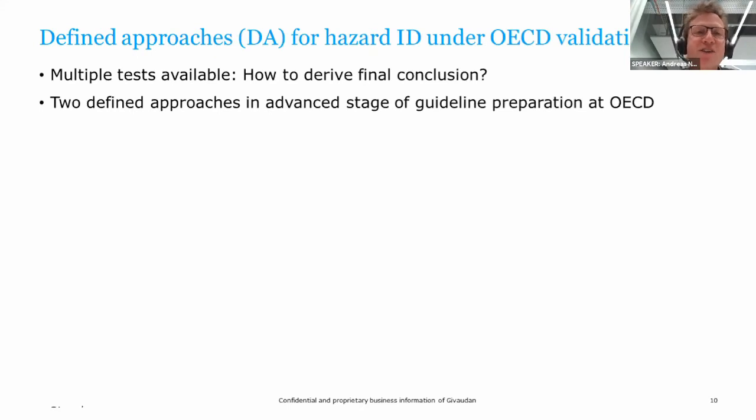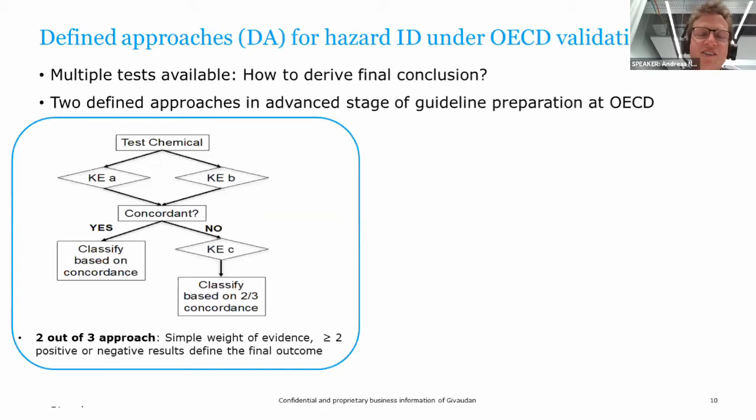Now, first of all, we have multiple tests and need to decide how to come to a final conclusion. So this needs to be a very transparent, simple, and unambiguous system. And there are two quite simple proposals in that draft guideline now. One is what we call the 2 out of 3 approach, which basically is a simple weight of evidence principle. If 2 of these assays are positive, a chemical is rated positive. And if 2 of these assays are negative, a chemical is rated negative. This just makes a weight of evidence without a very specific mechanistic link between the assays.